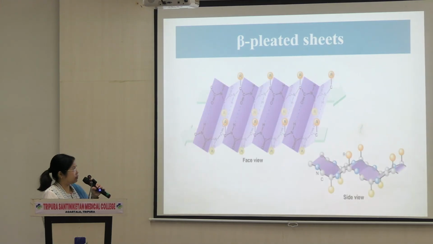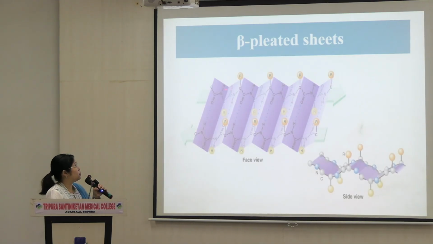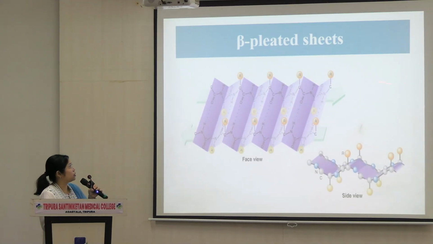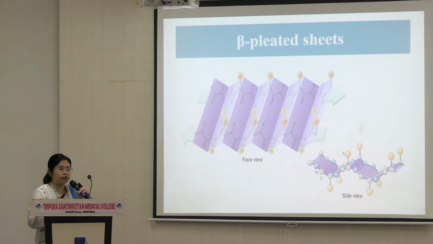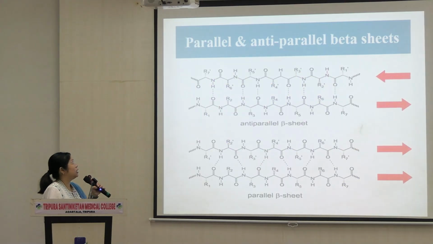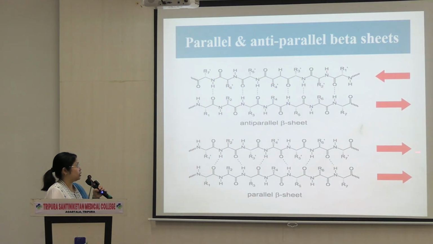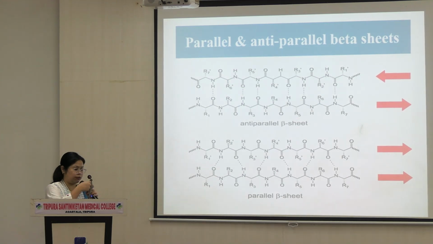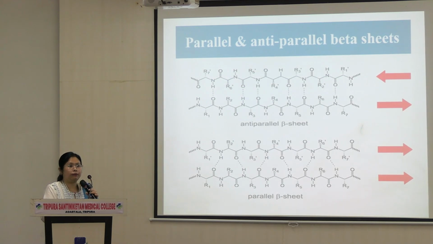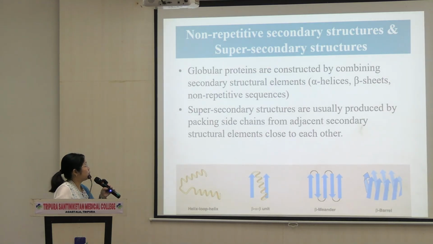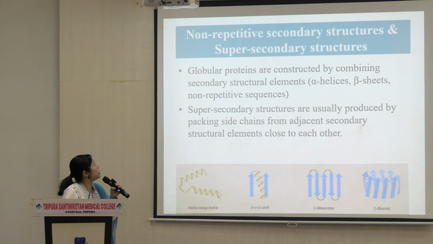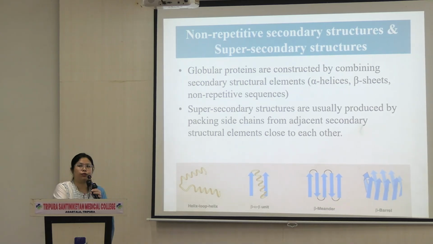From this image, you can see that this chain is going forward, this is going backward. So they are in opposite direction, so they are anti-parallel. And this arrow is indicating here, both of these two chains, different polypeptide chains going towards the same direction. So parallel beta pleated sheets. Okay, simple. Then we have something called super secondary structures and non-repetitive secondary structures.